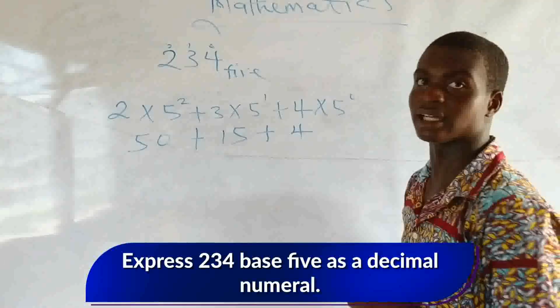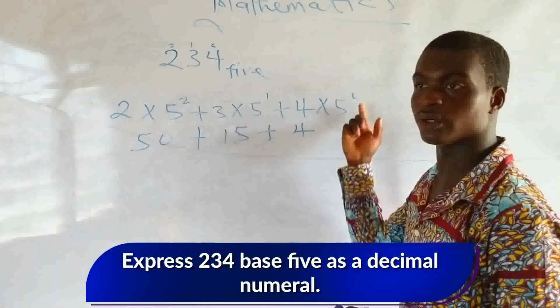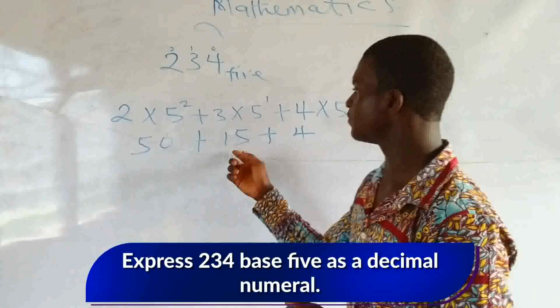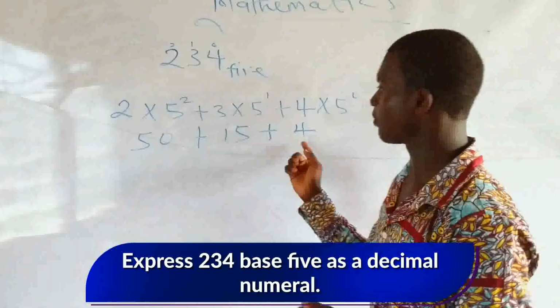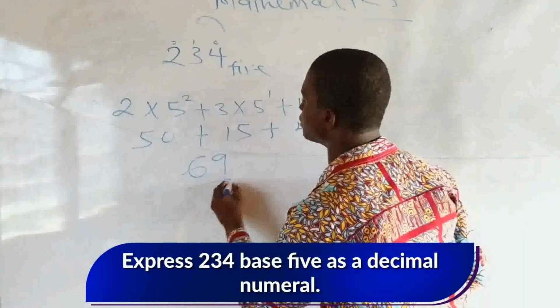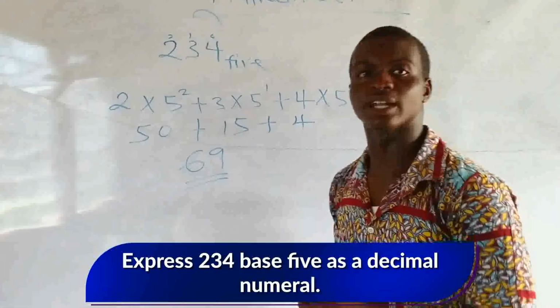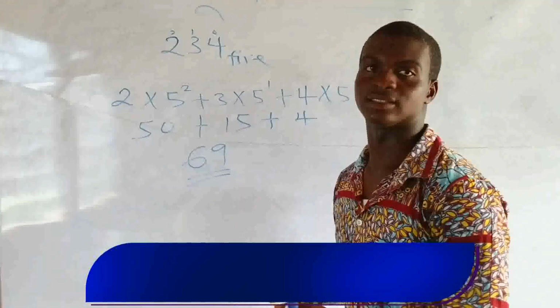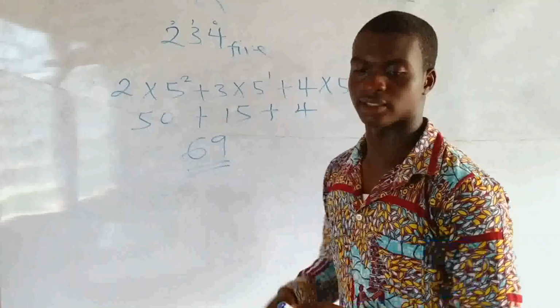You have to know that any number raised to the power 0 is 1, and 1 multiplied by 4 gives you 4. And so 50 plus 15 gives you 65, and plus 4 gives you 69. And so converting 234 base 5 gives you 69. And that is the answer for this question.